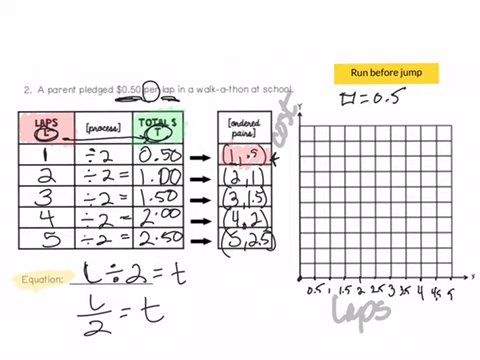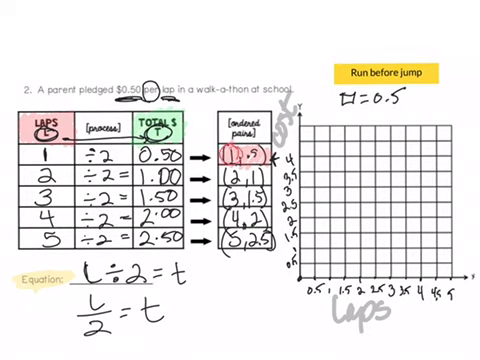And by labeling the bottom here, I can do the same thing on the vertical axis. So this is going to be 0.5, 1, 1.5, 2, 2.5, etc. I can stop there. So let's go back and look at our ordered pairs and actually plot them.